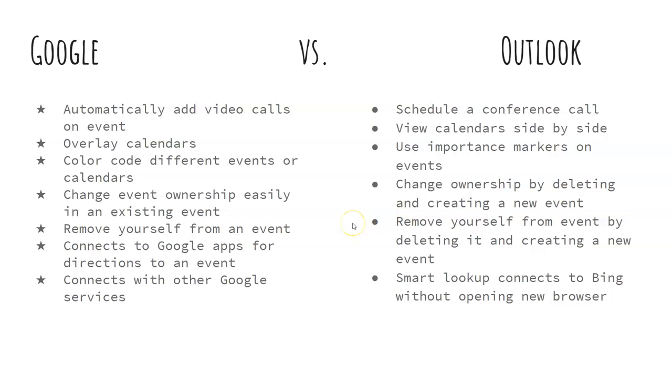Also, another great feature with Google is that it connects with all the other Google services. Google Maps, for instance, is one that if you have a location for an event already scheduled, you can go into Google Maps to get directions for it. In Outlook, one of the good features that it has is Smart Lookup, which connects to Bing in order for you to search for something without opening a new browser.